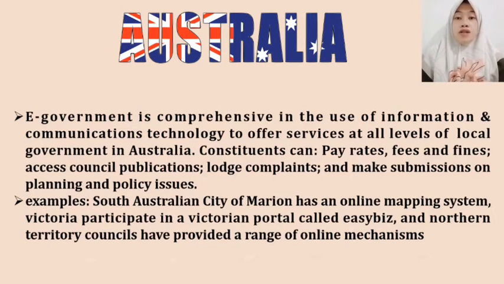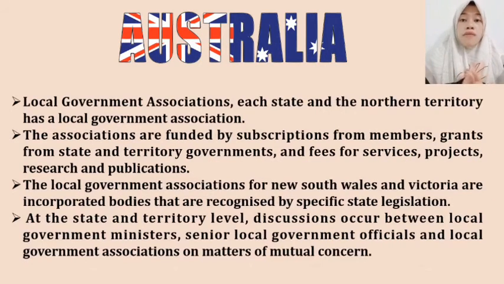For example, the South Australian city of Marion has an online mapping system with information about services. In Victoria, all councils have their own websites but also participate in a Victorian portal called EasyBiz, which contains online forms for various local government services such as licenses, permits, and registrations. In the Northern Territory, councils have provided a range of online mechanisms to enable constituents to make payments and to facilitate other web-based interactions.